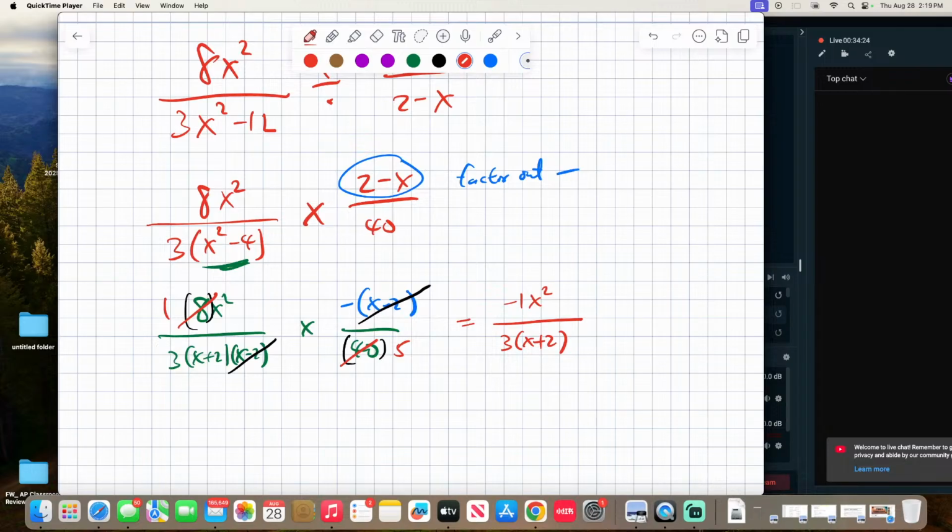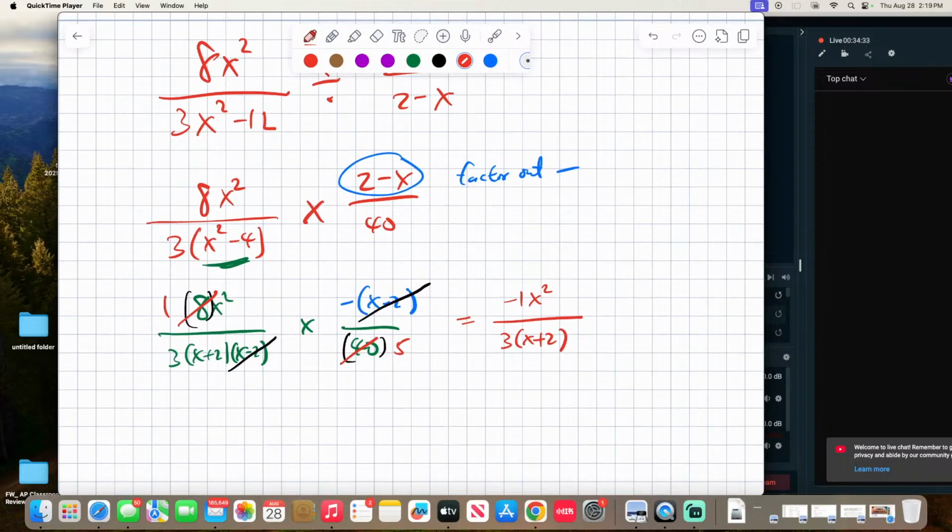Now today you're going to have sum and difference of a cube. And you're going to get, yes. I forgot a 5. Oh, okay. My bad. So this is a 5. So it'd be negative x squared over 15 times x plus 2.